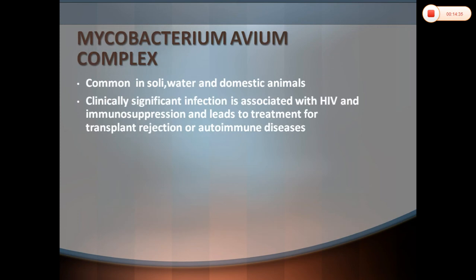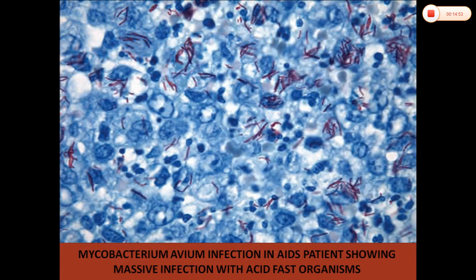And the last is Mycobacterium avium complex, which is common in soil, water, and domestic animals. It is a clinically significant infection which is associated with HIV and immunosuppression, and with treatment for transplant rejection or autoimmune disease. This is an acid fast stain of immunocompromised patients showing acid fast bacilli.